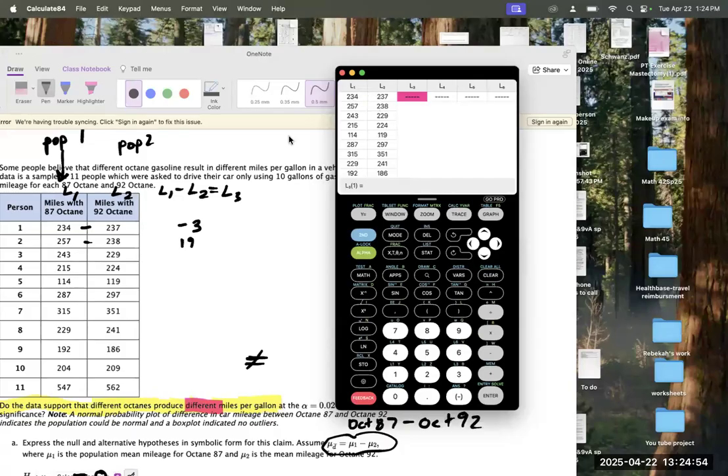Okay, now that I have everything in the first column, I put into my L1. And the second column, labeled octane 92, I put into my L2, as you can see. And now in L3, I'm going to highlight the top of the column, and then I'm going to do second 1 minus second 2. So you see L3, I'm letting it equal L1 minus L2.